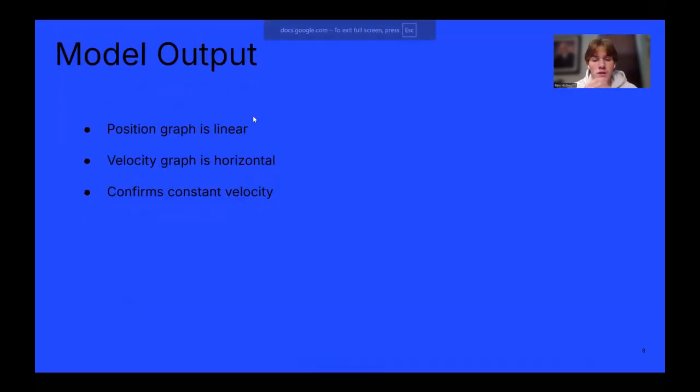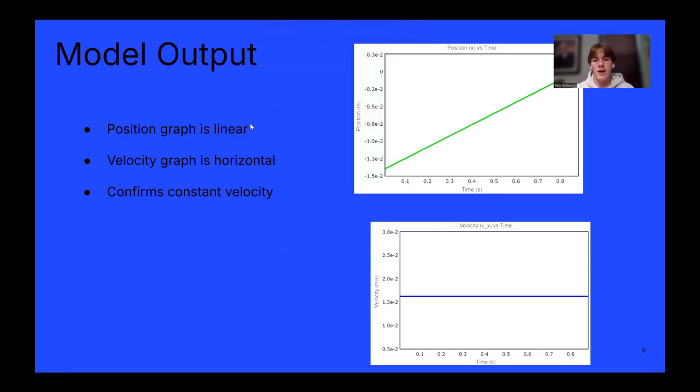In the model output, as you just saw, the position graph is linear because the velocity graph is the derivative of position. And we said the velocity is going to be constant, meaning it'll be a straight line. And once again, this proves that the velocity was constant for this equation. And position just went linear.